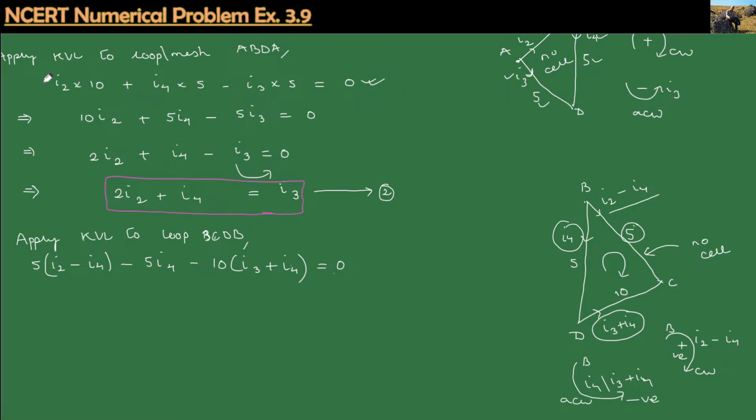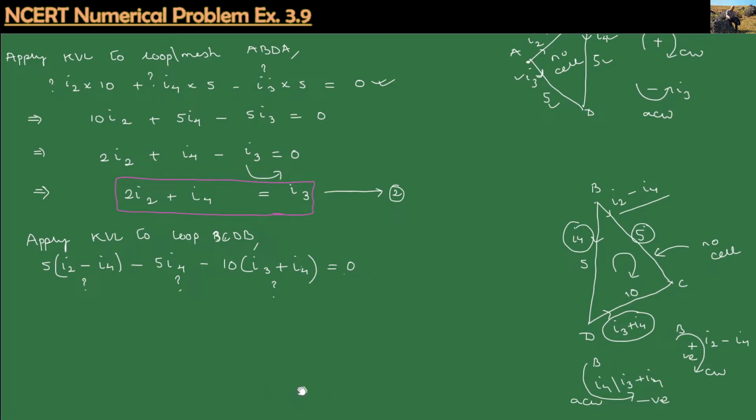What will be the sign of I2, what will be the sign of I4, what will be the sign of I3. Similarly over here, what will be the sign of this current I2 minus I3, what will be the sign of this I4, what will be the sign of this current I2, I3 plus I4. By using these conventions, you can easily find them out. Clockwise is taken as positive, anti-clockwise is taken as negative. So from here, you just need to solve this.